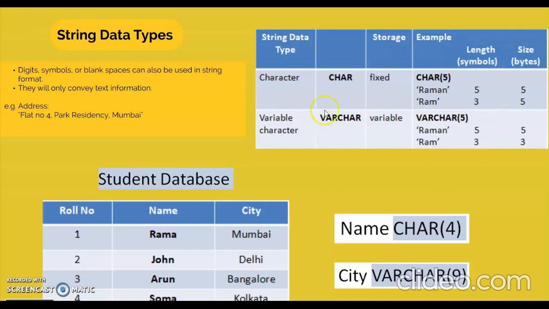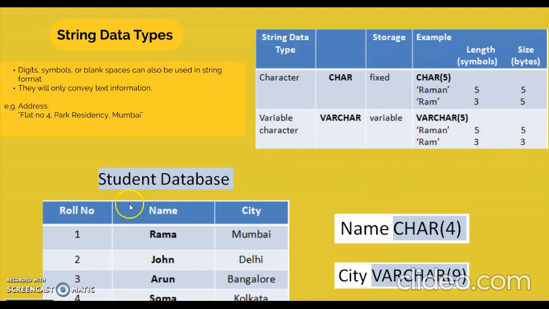When I use varchar, the storage is variable. Based on the string used, the storage will differ. Like here I have taken Raman, so here it is taken as 5. I have taken Ram. So even if I ask for or allot 5 bytes, it will only consider 3. So here the length of the symbols is 3 and the size in bytes is also 3.